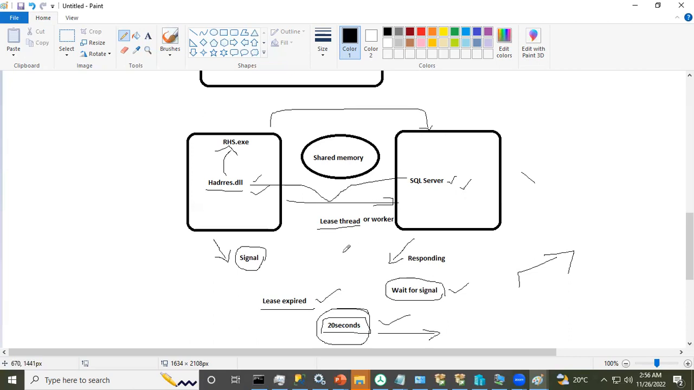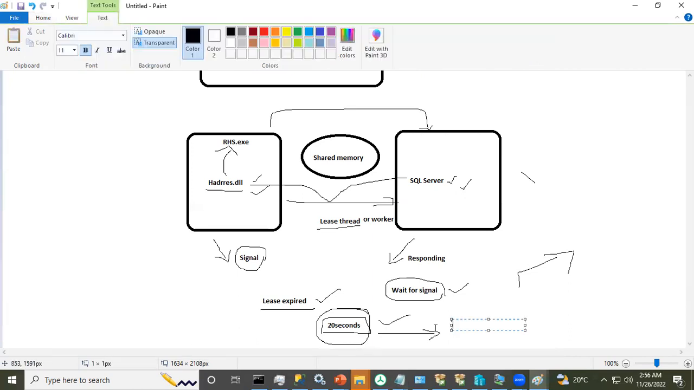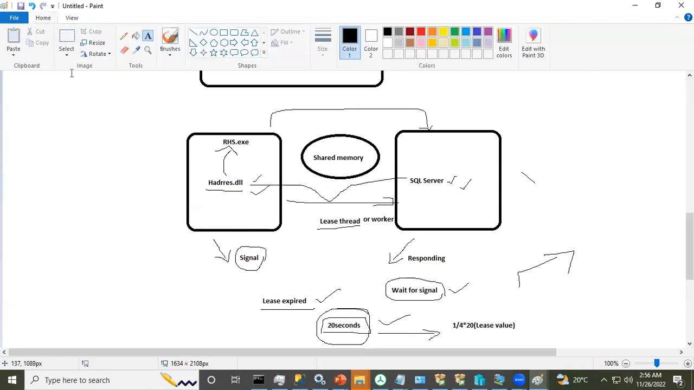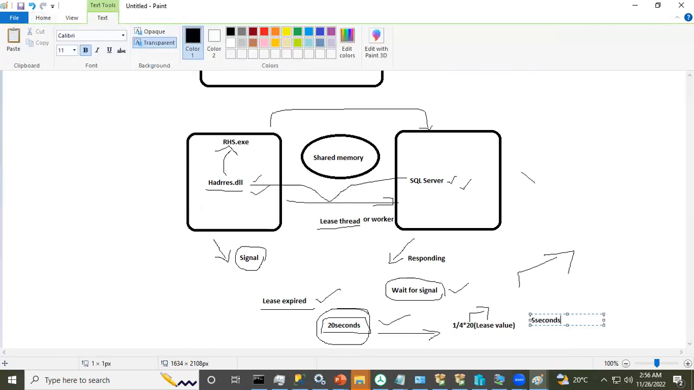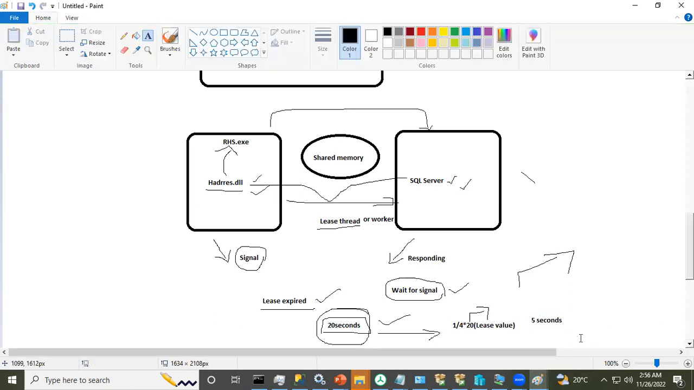How frequently these validate each other is the value divided by 1/4 into 20 seconds, the default lease value, right? So what does it mean? If it is 20, 1/4 into 20 is 5. Every 5 seconds, it checks. Every 5 seconds, what happens?